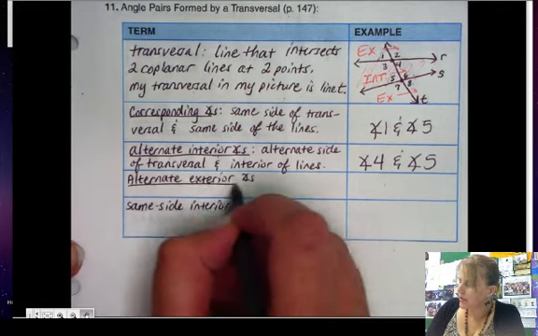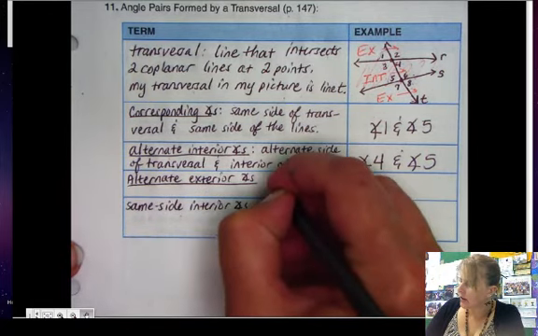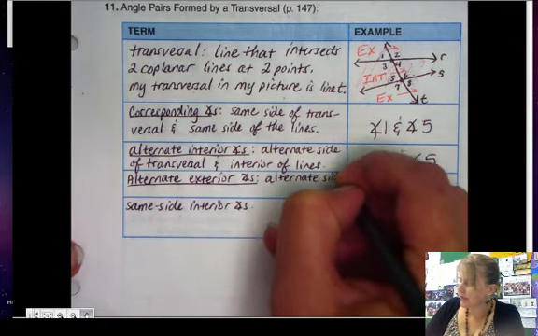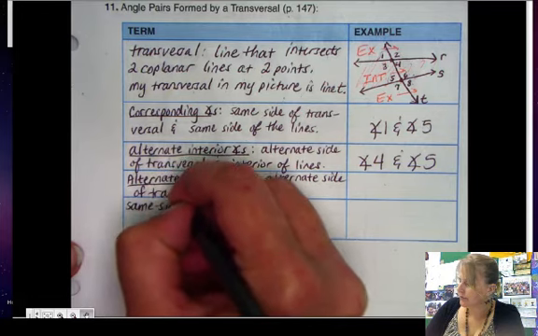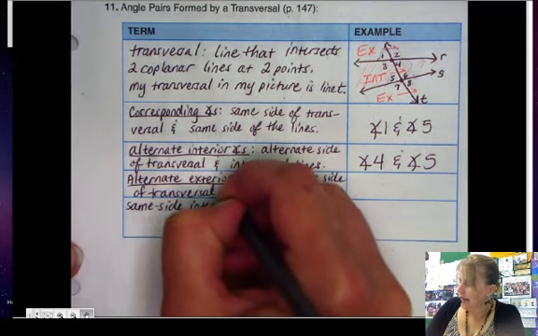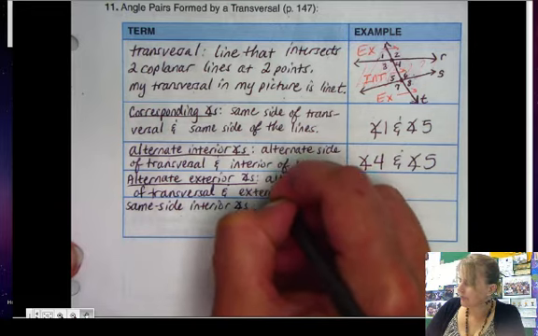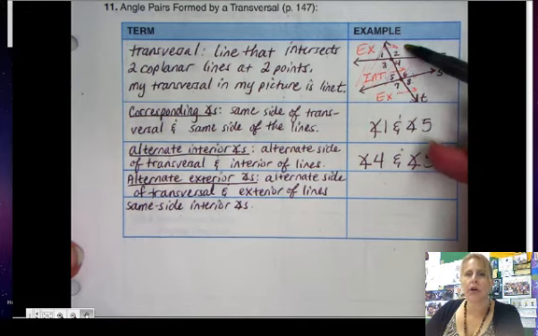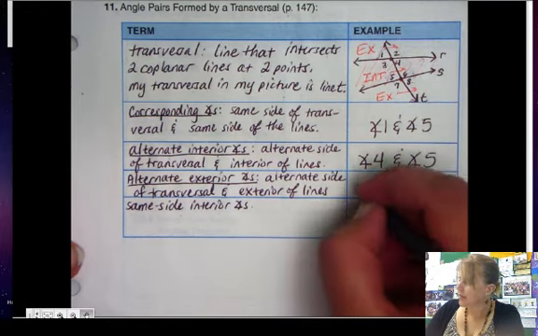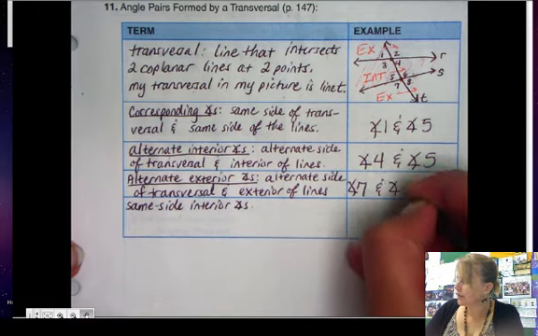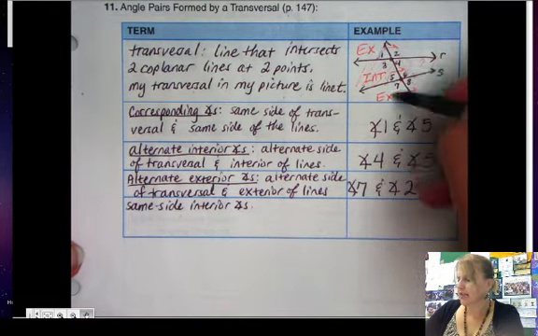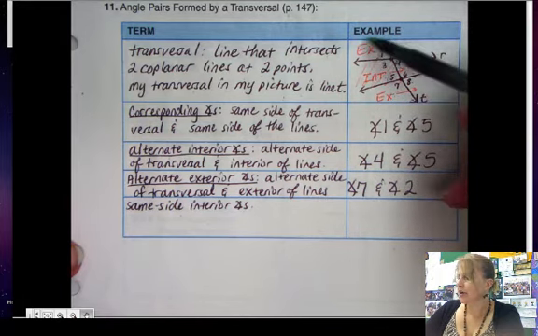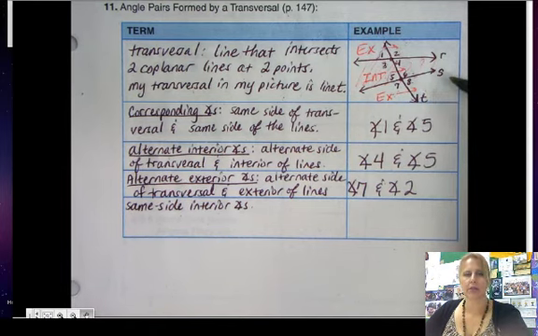Okay, alternate exterior angles are on alternate sides of the transversal and exterior of the lines. So for example, 7 and 2 are alternate exterior angles, angle 7 and angle 2, because they are on alternate sides of the transversal and they're in the exterior. Another pair is 1 and 8. 1 and 8 are also alternate exterior.